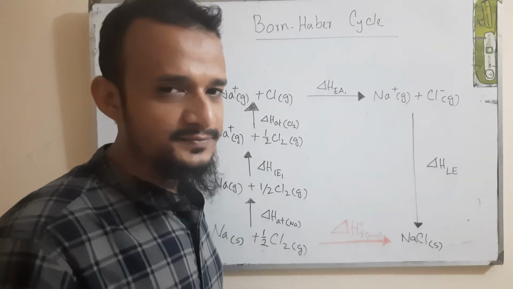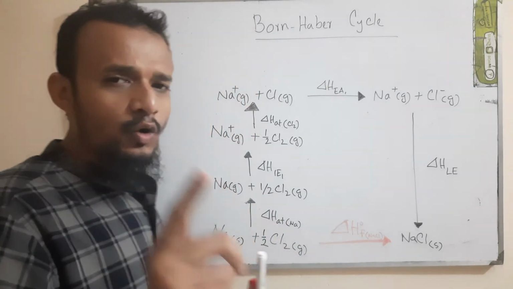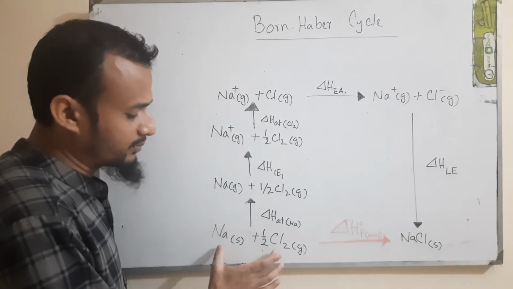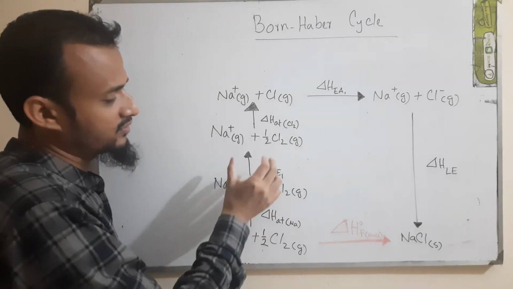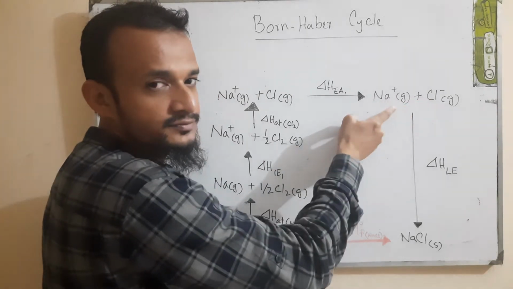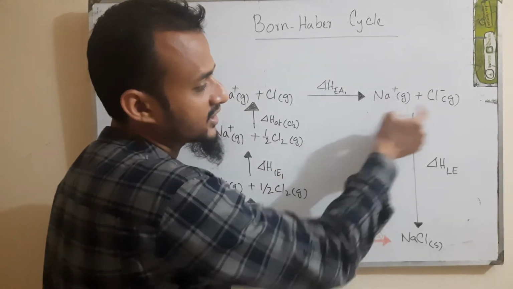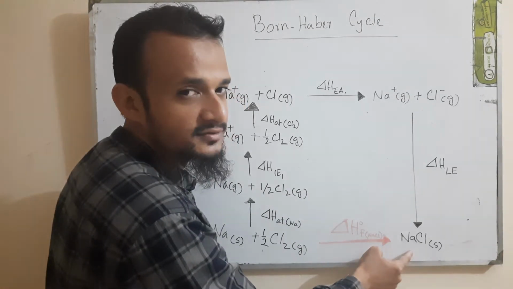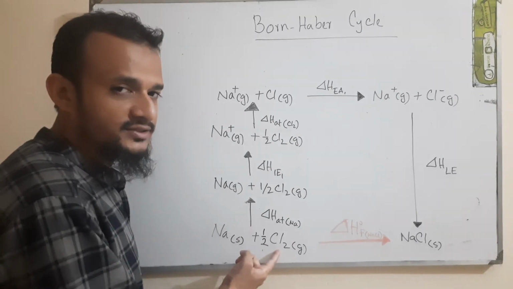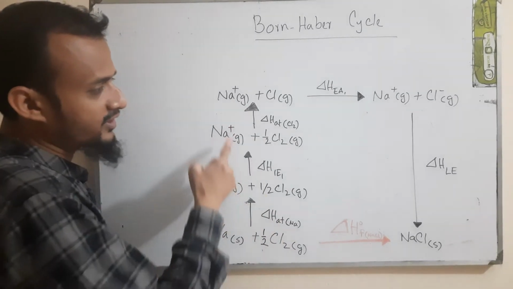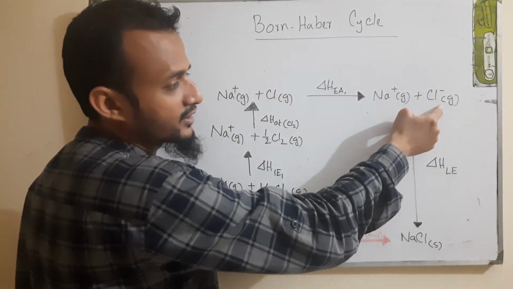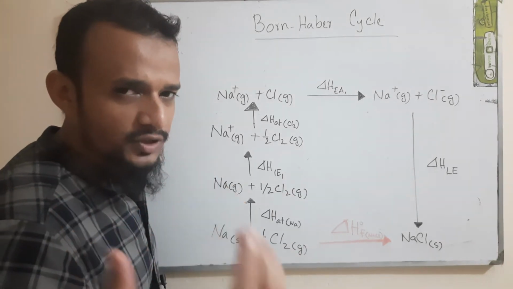How can you do that? Well, we can convert sodium and chlorine in several processes. We can make them gaseous ions, and then we can add these gaseous ions to make the solid lattice. So you have sodium solid and chlorine gas. How are you going to convert it eventually into sodium gaseous ion and chloride gaseous ion? How are you going to do that?